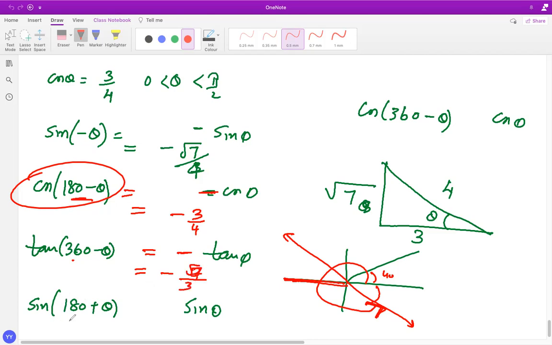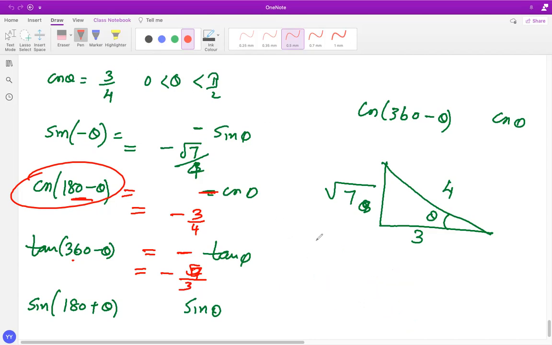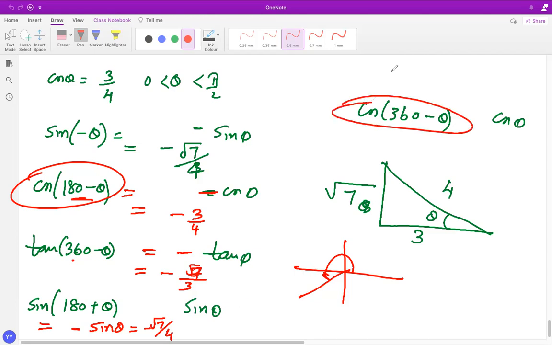Now sine of 180 plus theta moves to quadrant number 3. If I look at this, this is 180 here and 180 plus theta is in quadrant number 3. So here blindly you can say sine theta, but it'll be negative because it's in quadrant number 3. So it's negative root 7/4.